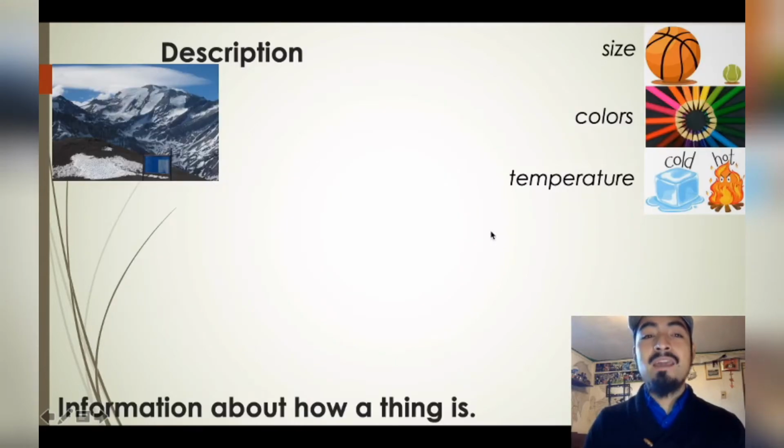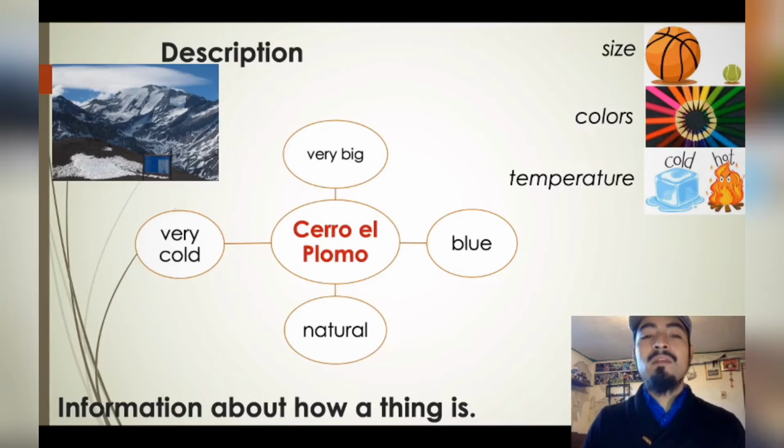So I can do this to organize my ideas. This is called a word web. To make a description about Cerro El Plomo, I can draw these circles. In the middle, I can write Cerro El Plomo. And around Cerro El Plomo, I can write information to make connections with Cerro El Plomo. These words are the connections of the description.